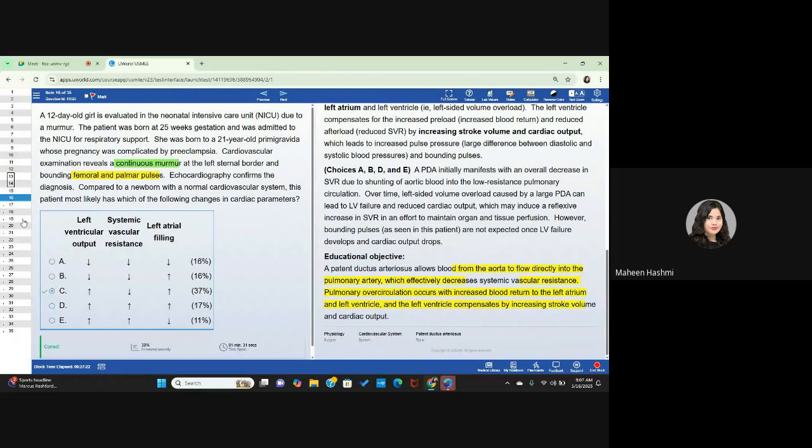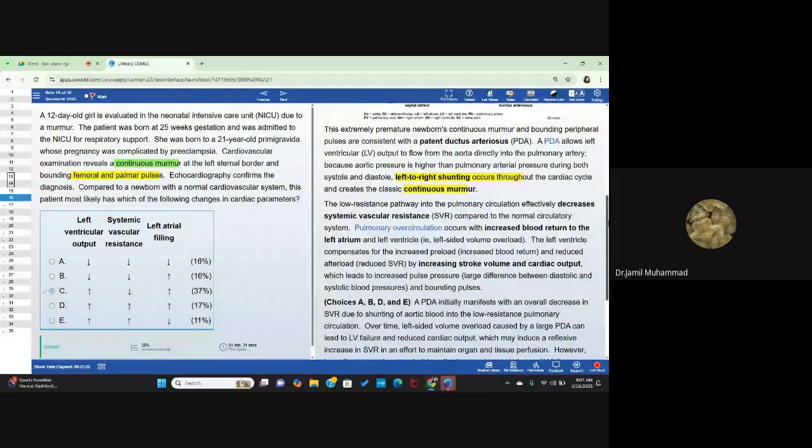All right. So, what is the mechanism for bounding femoral and palmar pulses? Why are the bounding femoral pulses occurring in terms of patent ductus arteriosus? Are you asking this? Yeah, ma'am. Okay. So over here you will see bounding femoral and palmar pulses. Can anybody tell why it's happening? Anybody, just try to think.